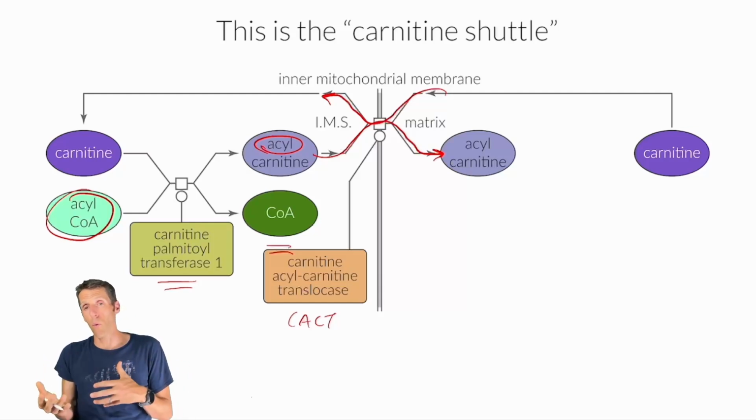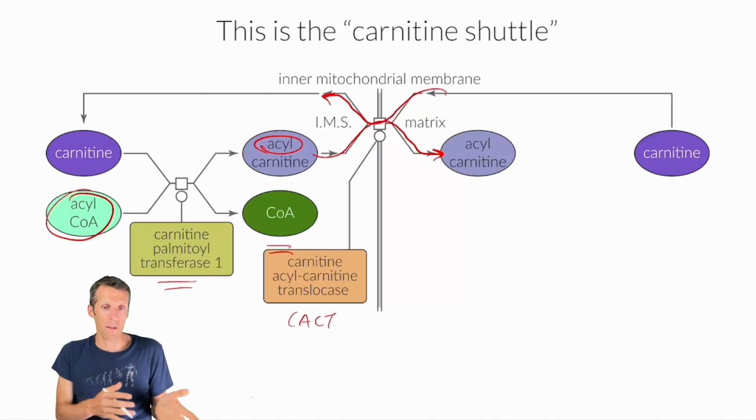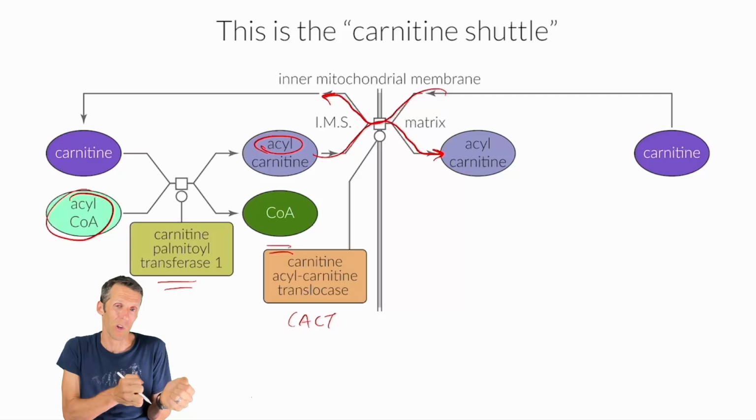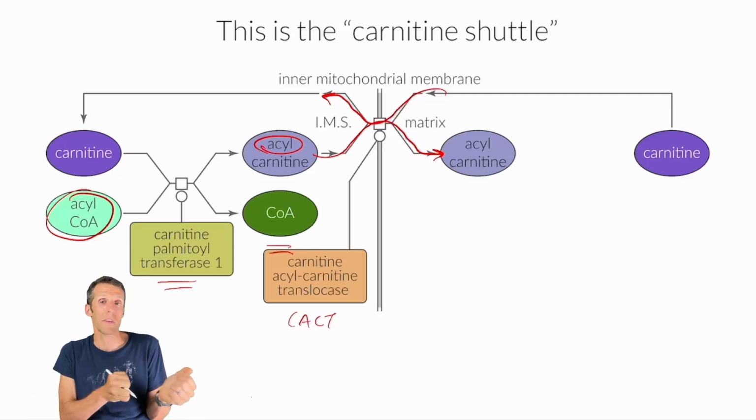And that's going to be really important because that's going to make sure that for every carnitine molecule that goes in, even if it's bound to an acyl group, it's still a carnitine backbone, right? So for every carnitine that goes in, a carnitine goes out. So the net flow of carnitine is 0.